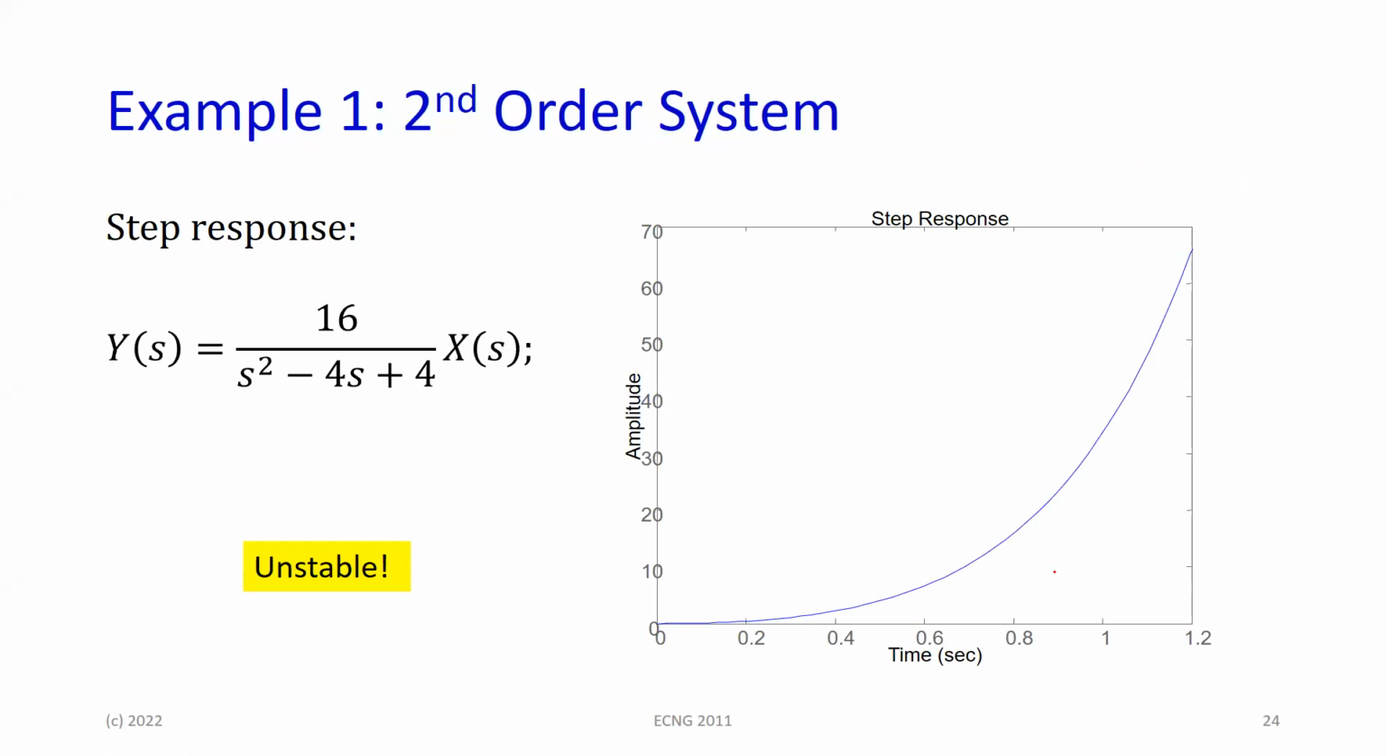Notice that after, in this case, about 1.2 seconds, the output is about 65 units. If that was volts or something, then this would clearly just be going up to the VCC of the system. Or if it's an AC system, it's going to approach very quickly what the limit of the system is. This is not good, right? You don't want to have this at all.